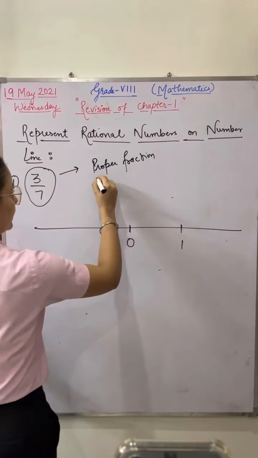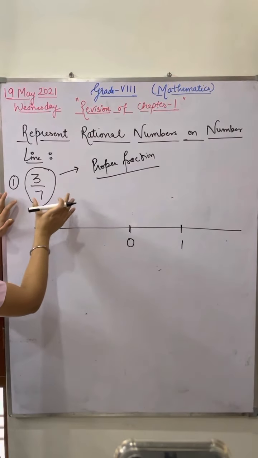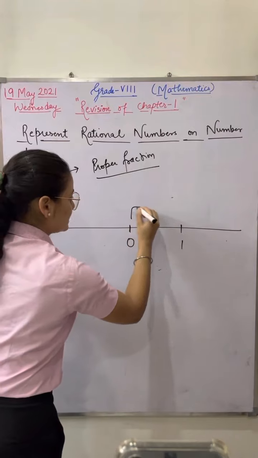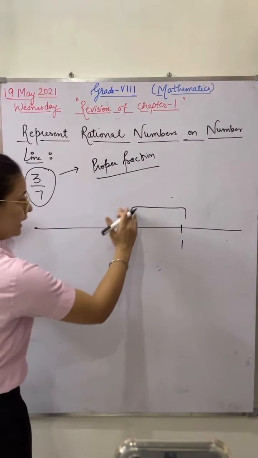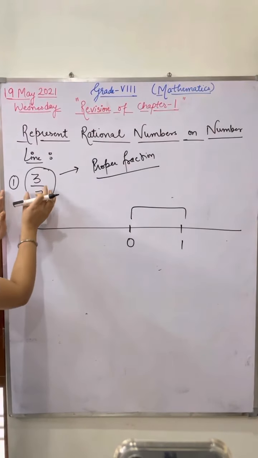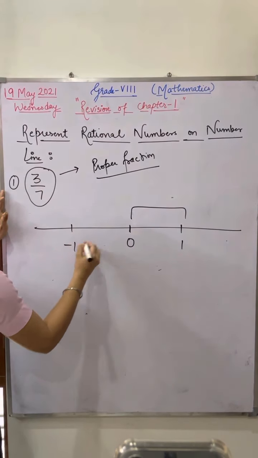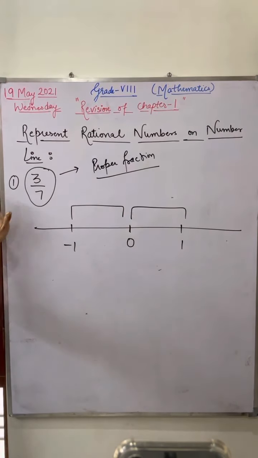It is a proper fraction. Whenever the fraction is proper, it will always lie between 0 and 1. Always. If it is positive, it will lie between 0 and 1. If it is negative, it will lie between 0 and -1. This is the first rule. You have to learn it. You have to keep it in mind.